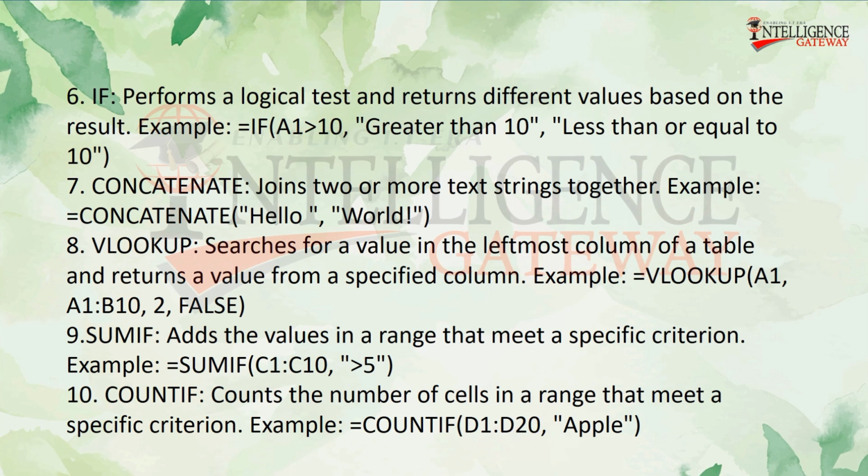8. VLOOKUP searches for a value in the leftmost column of a table and returns a value from a specified column. Example: =VLOOKUP(A1, A1:B10, 2, FALSE). 9. SUMIF adds the values in a range that meet a specific criterion. Example: =SUMIF(C1:C10, ">5"). 10. COUNTIF counts the number of cells in a range that meet a specific criterion. Example: =COUNTIF(D1:D20, "apple").